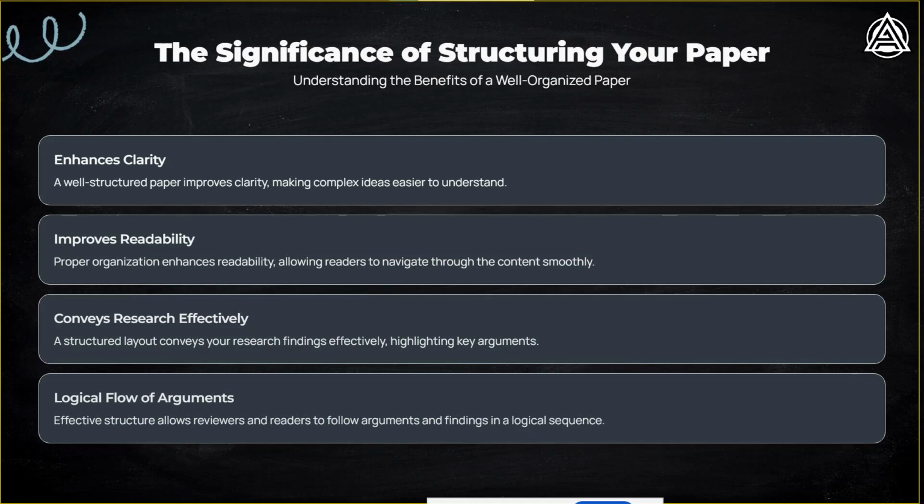All right. So my point is, nowadays the competition is high. Everyone is running behind publications and the count of publications. And since we have AI tools, everyone is using the tools to structure their paper. So in this case, it's very important for us, beginners or early career researchers, to focus more on structuring your initial paper in order to avoid rejection from journals as well as conferences. So why is this important? Because it enhances clarity, improves readability, conveys research effectively, and maintains logical flow of arguments.